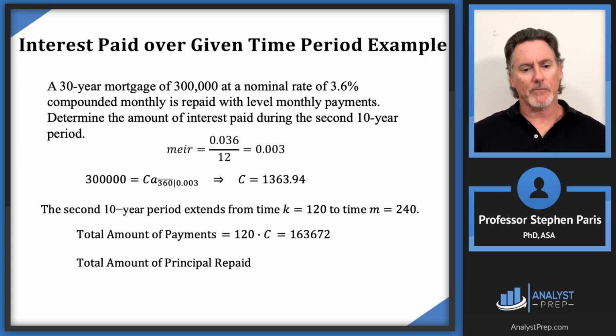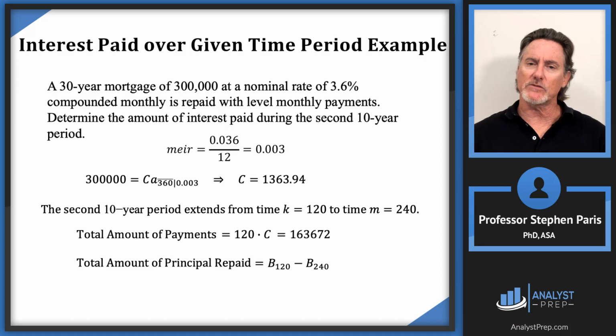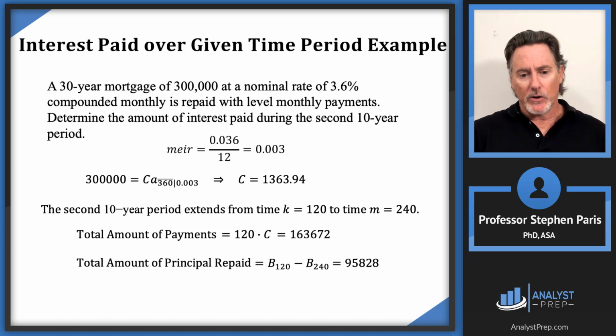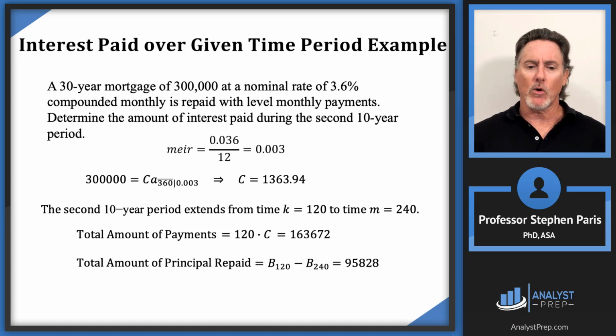And then we look at the amount of principal that's repaid between those two time periods. The total amount of principal repaid would just be the difference between the balances at those time periods: the balance at time 120 and the balance at time 240. You're paying it down, so you owe less at time 240 than you did at 120. You take the difference between those two balances and you'll get the total amount of principal repaid during that period. That number ends up being $95,828.